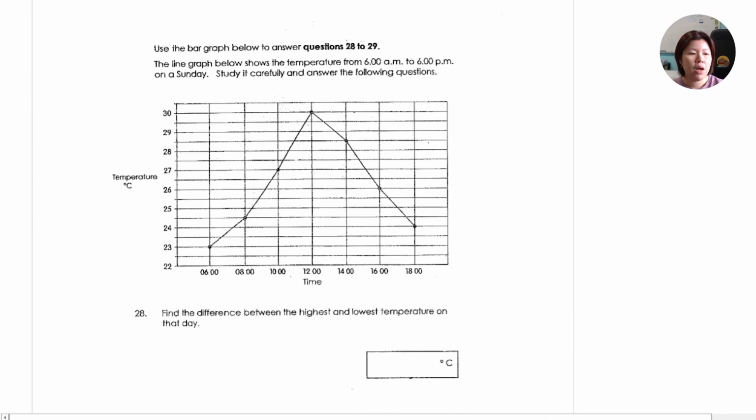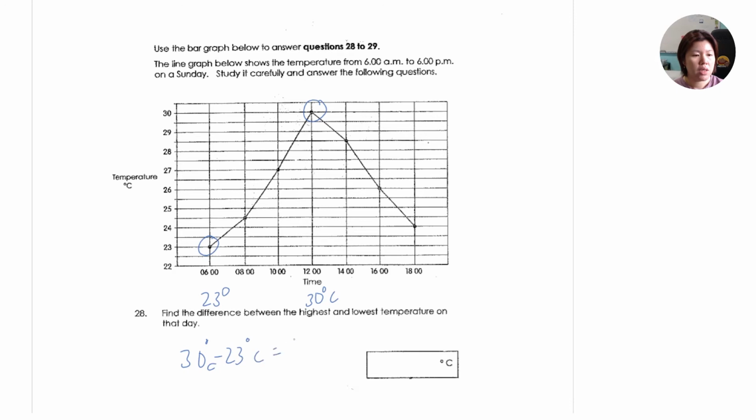Okay, let's move on to graph. I want to find the difference between the highest and lowest temperature. So highest is here, lowest is here. So lowest is 23 degrees and highest is 30 degrees. So 30 minus 23 is 7 degrees Celsius.